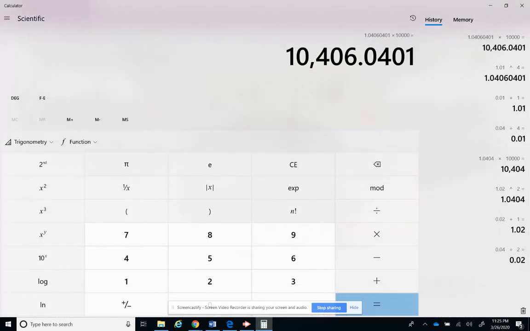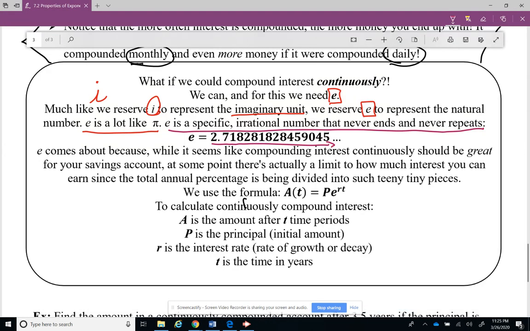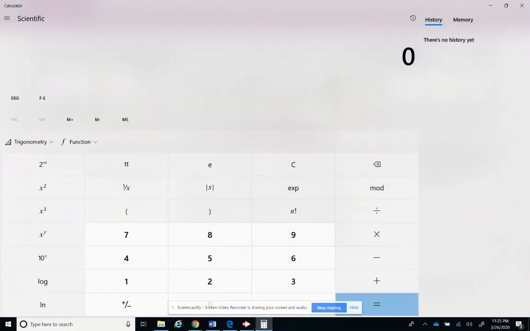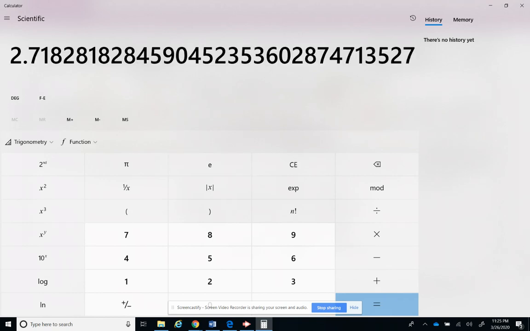So go to your calculator. I'm going to close mine out and open it back up so nothing's in there. And I want you to find the E. Okay, click on the E. Boom. What did we just say the E was? We said it was about 2.7, just like pi is about 3.14. Well, E is approximately 2.7.